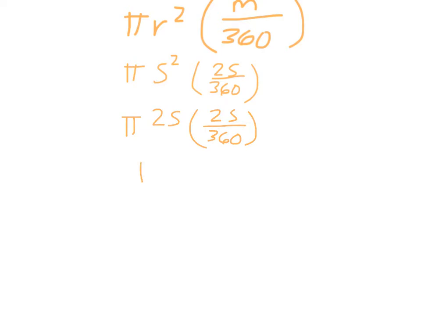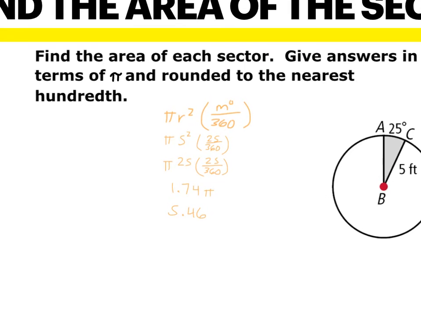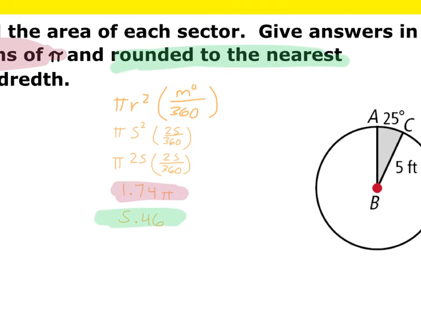Which gives us 1.74 pi, and then we can multiply this by pi, which gives us 5.46. So in terms of pi, this would be our answer, and then rounded to the nearest hundredth, this would be our answer. Any questions here?